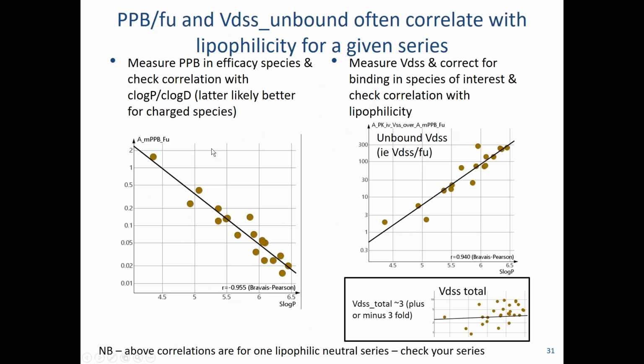On the left-hand side, you can see the log of free fraction plotted against log P, and that really does give quite a nice correlation. Similarly, the log of the unbound volume gives a reasonable correlation with log P. It's fair to say that most of this straight line is really driven by the binding, and the volume is sort of 3 plus or minus threefold. But I guess what it indicates is we could, in extremis, make an estimate for the free fraction based on lipophilicity for this series.